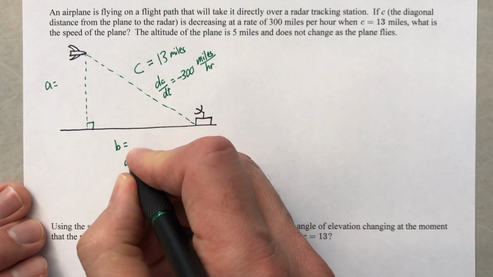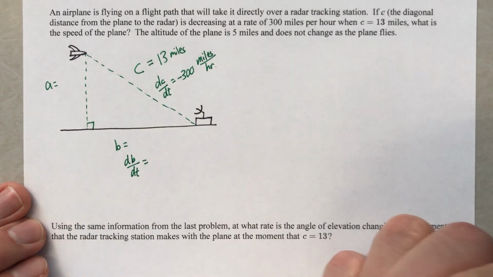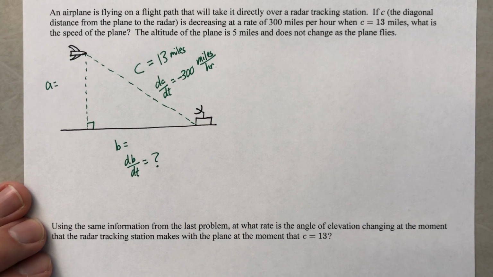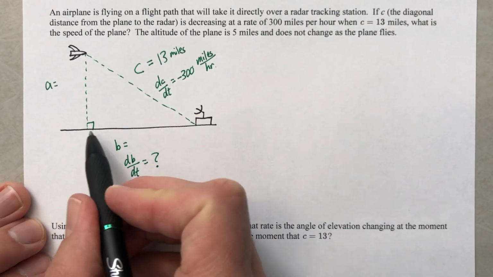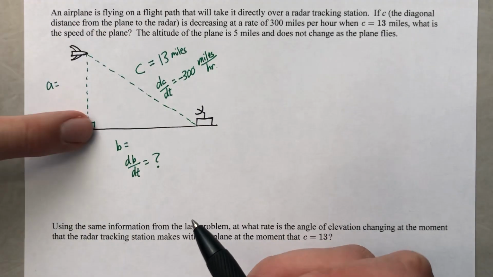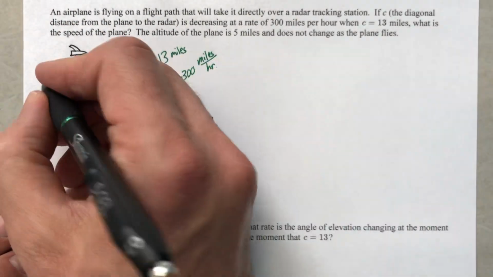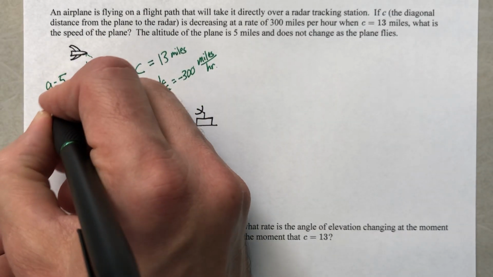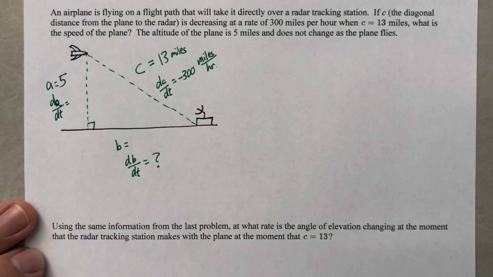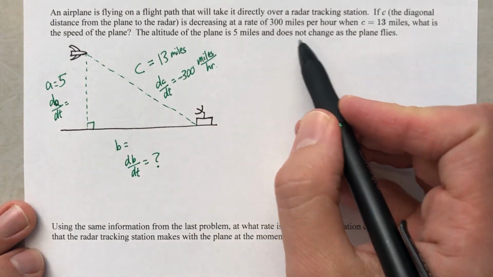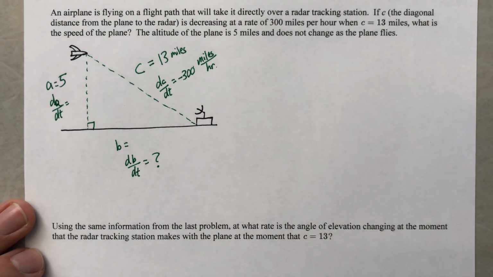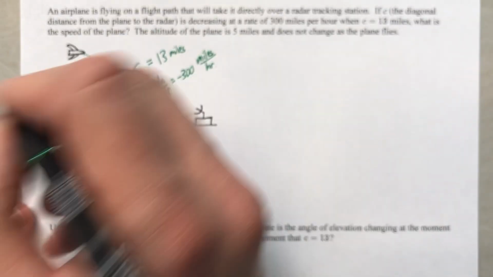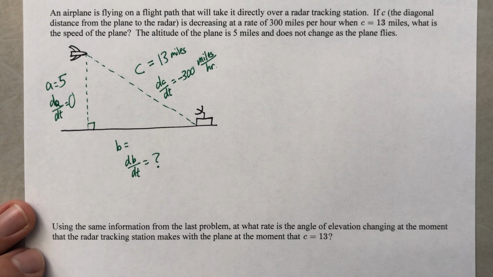They are actually asking for the speed of the plane, which will be that right there. That is the rate, the horizontal rate of the plane. So it's flying this way, that is the speed of the plane. The altitude of the plane is 5 miles and does not change as the plane flies. So dA over dt, all right, this is subtle, but it's in there. The altitude does not change. What is the rate of change of something that does not change? 0. The altitude does not change.